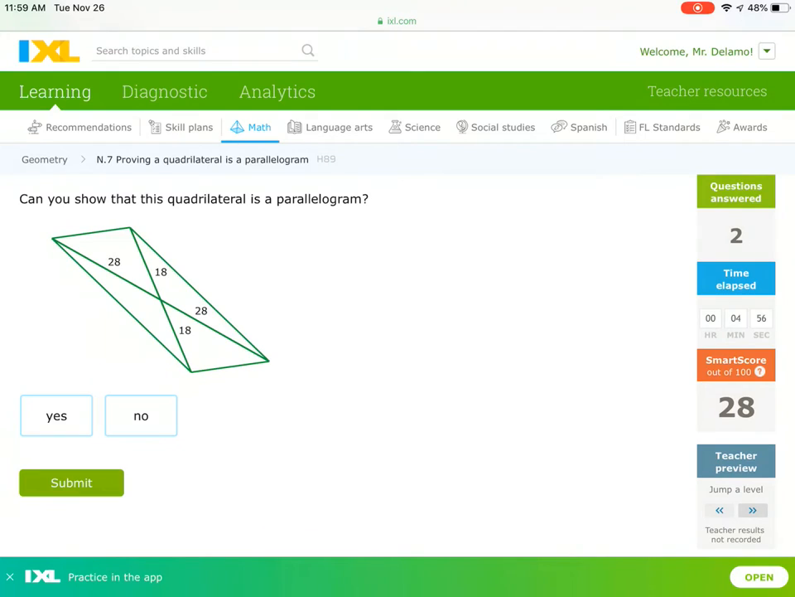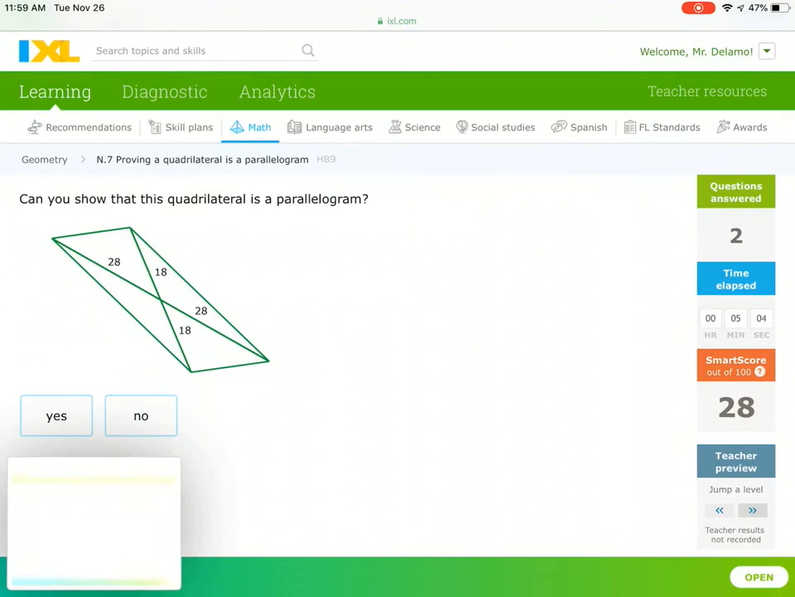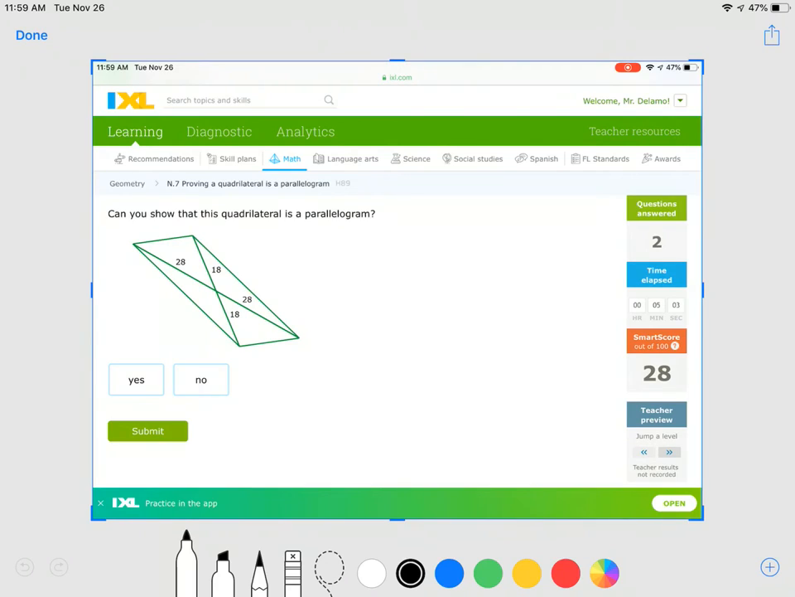Can you show that this quadrilateral is a parallelogram? Okay. So this is another sort of converse thing. We had already seen before that if you have a parallelogram, then the diagonals bisect each other. It turns out that the converse is true. If you happen to come upon an image like this, and you can see that the diagonals bisect each other, this is 18, this one's 18, this one's 28, this one's 28, then that actually implies that the figure actually is a parallelogram.